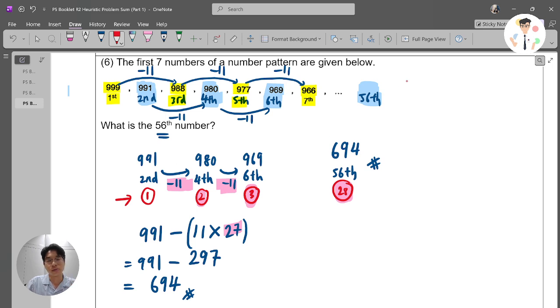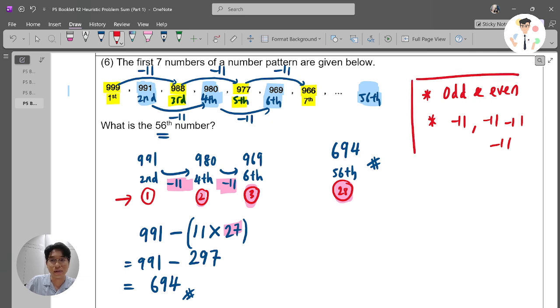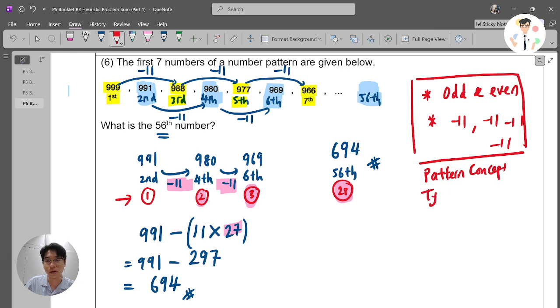Now, the skills of recognizing odd and even, and the skills of recognizing this is minus 11, minus 11, minus 11, minus 11, you will learn specifically at pattern concept type 4 in different figures. This is something very similar to what we will be learning in this. So don't worry if you feel that this is very difficult. After you have learned this pattern concept, then you come back here and learn about this.